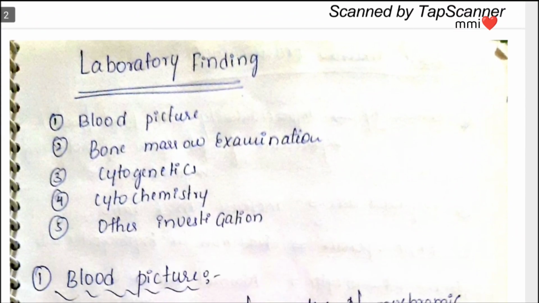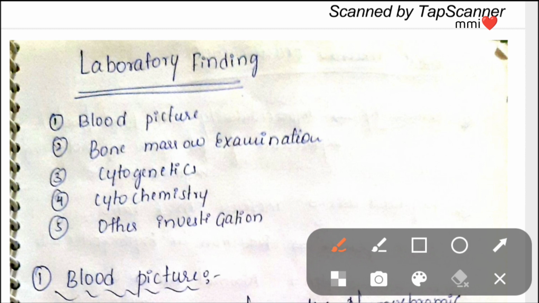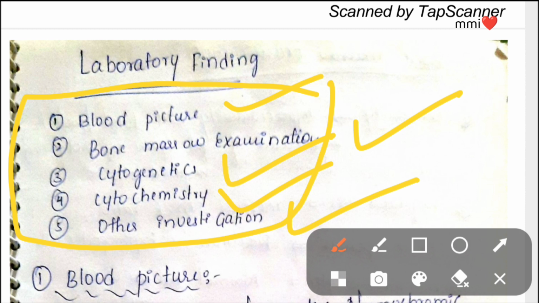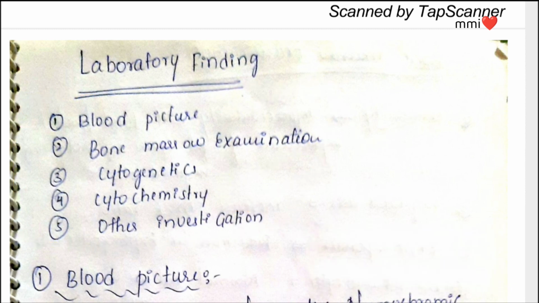Next, coming to the laboratory findings. This is the same pattern we follow in every leukemia, chronic myeloid leukemia, acute myeloid leukemia, everything. Blood picture, bone marrow examination, cytogenetics, cytochemistry, other investigation. Remember this brain map for writing the laboratory findings. First, dealing with the blood picture.